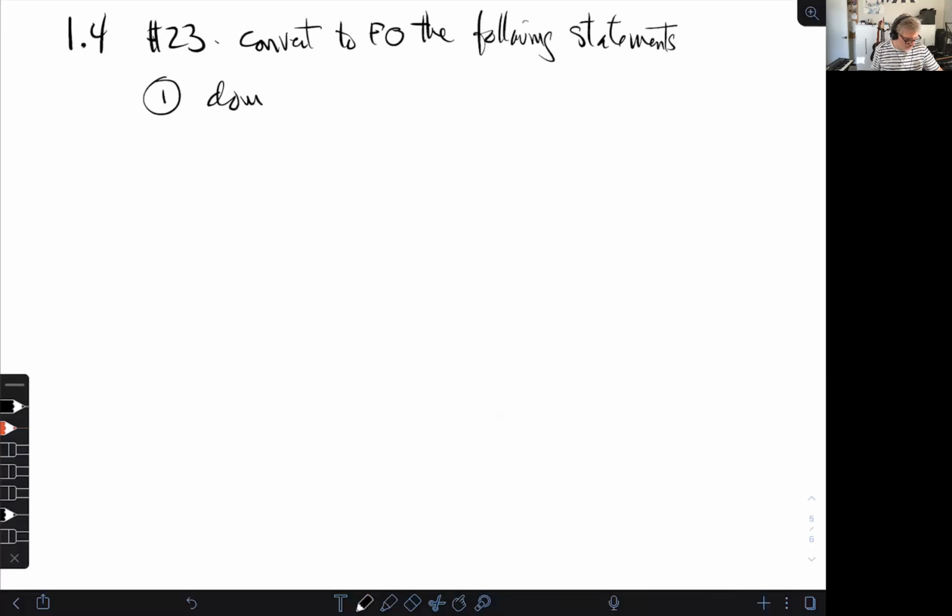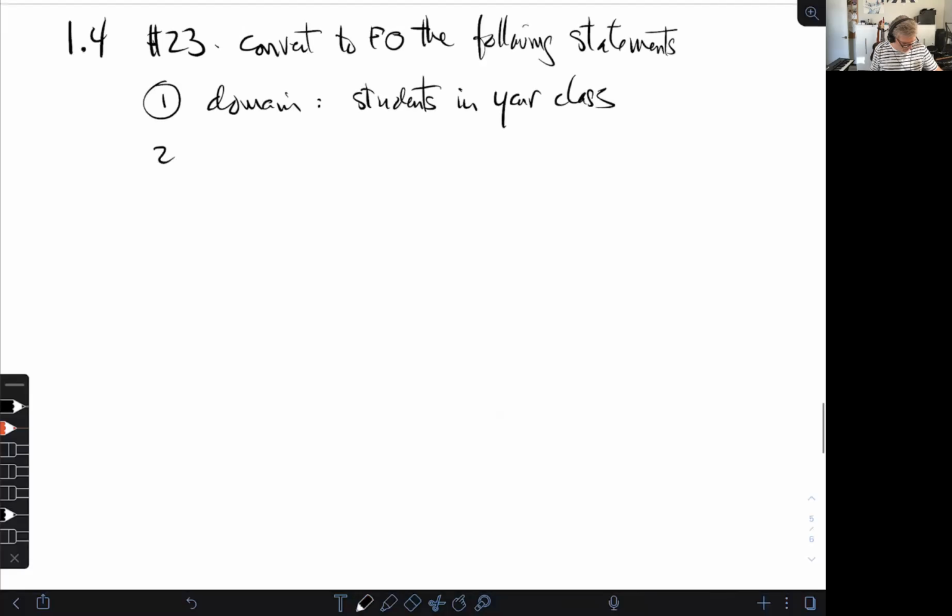I wouldn't quite phrase it that way. I'm going to phrase it this way. Convert to first-order logic the following statements. The first part will be: the domain is students in your class. And in a second exercise, the domain is all people.